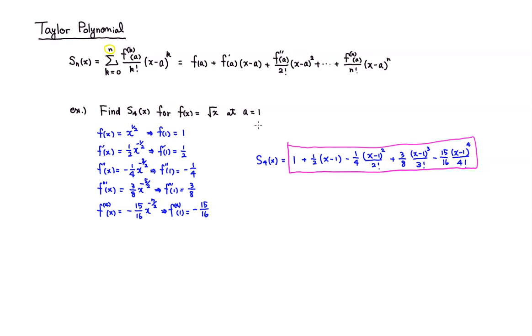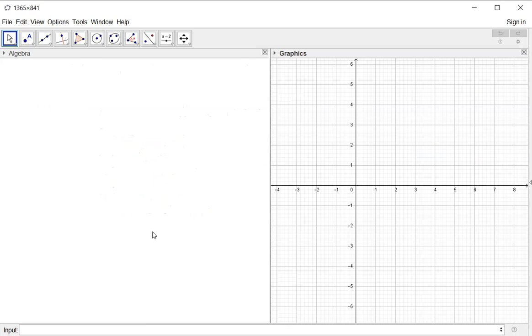All right, so let's compare the graph of this Taylor polynomial and the graph of the original function, square root of x. I open up GeoGebra here. I'm going to write f of x equals sqrt of x, then hit enter. You see that this is the original graph. So let's try to write my Taylor polynomial.